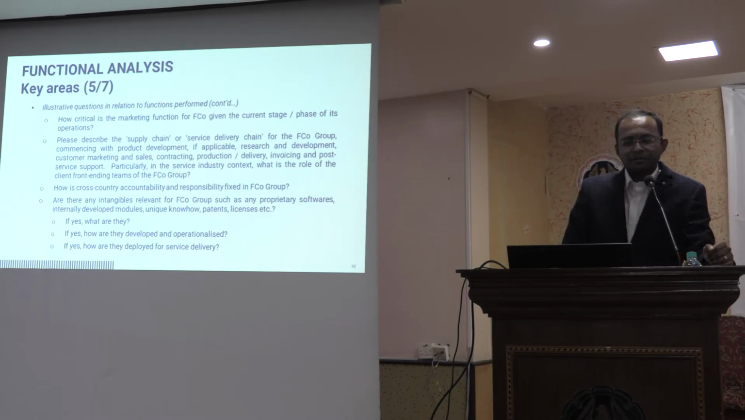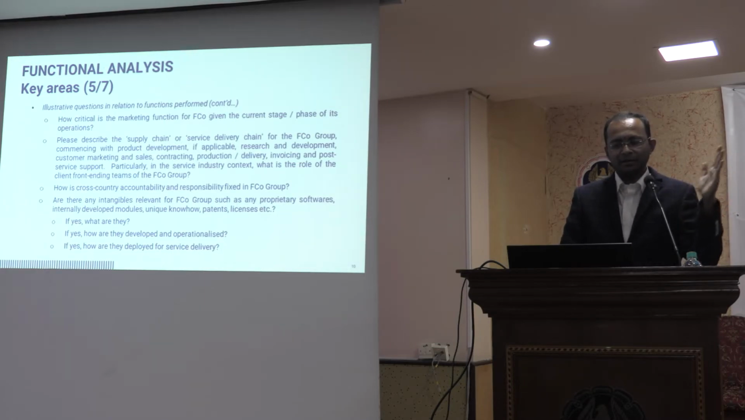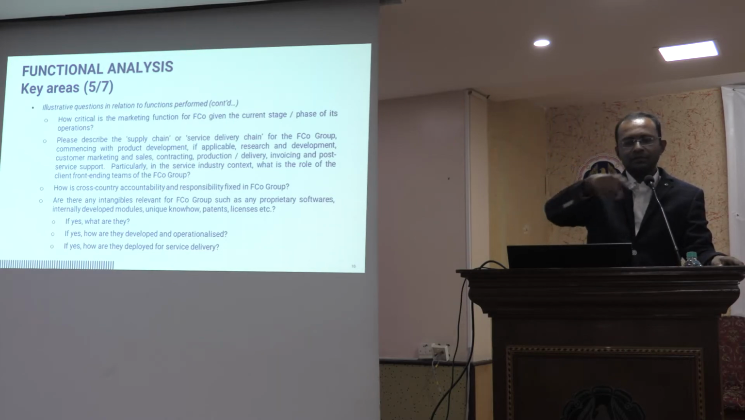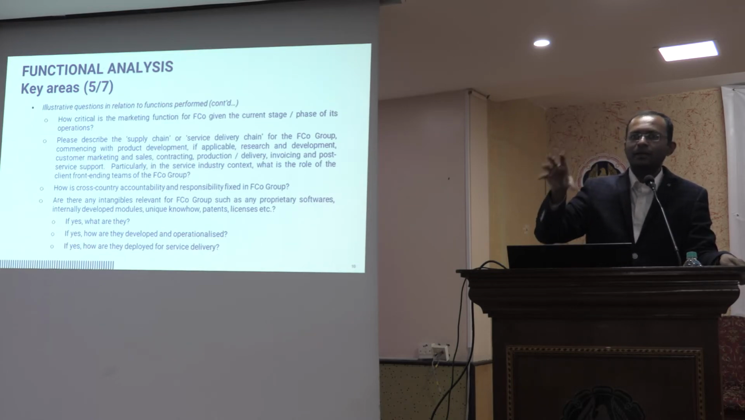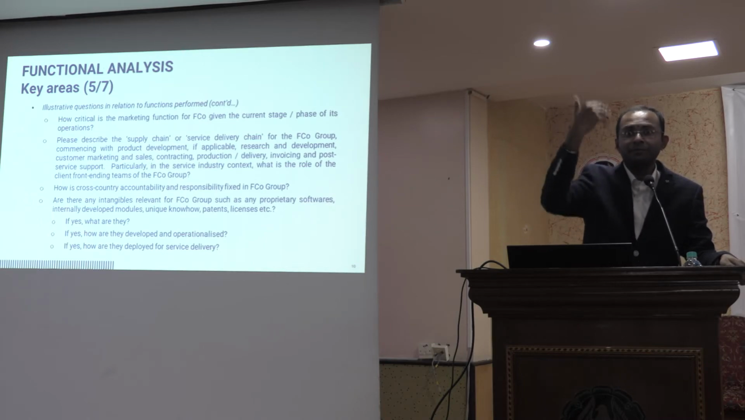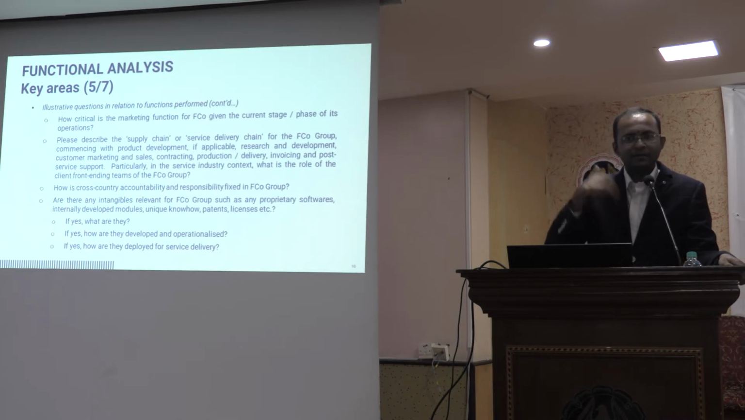Then please describe the supply chain or service delivery chain for the FCO group. These are the questions we have to ask. Please explain everything: product development, R&D, customer marketing, contracting, production, delivery, invoicing, post-sale support. Service context, how does this work? This is manufacturing. For service, how does it work? For distribution, how does it work? As chartered accountants, we won't be able to articulate this as well as the company can. So this is something which the company itself should give, and we should deliberate and ask them counter questions to get our understanding deep. How is cross-country accountability and responsibility fixed in the FCO?